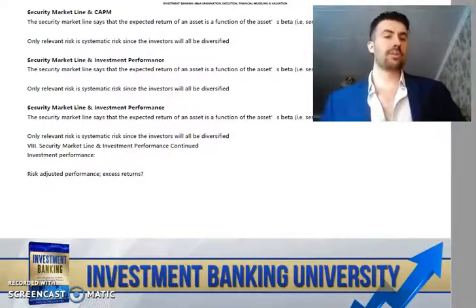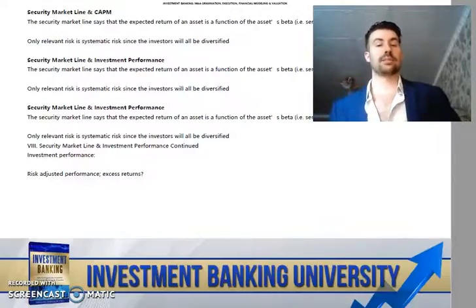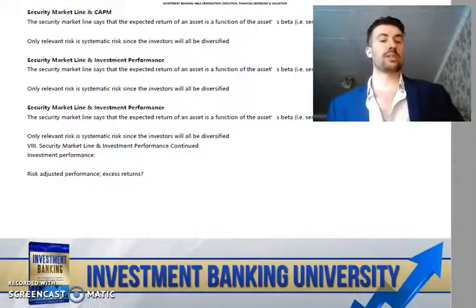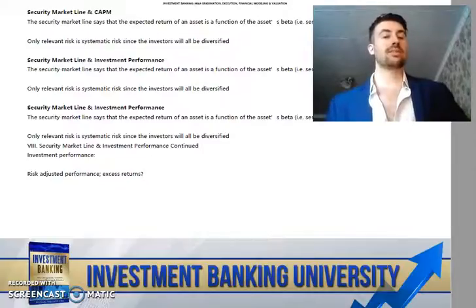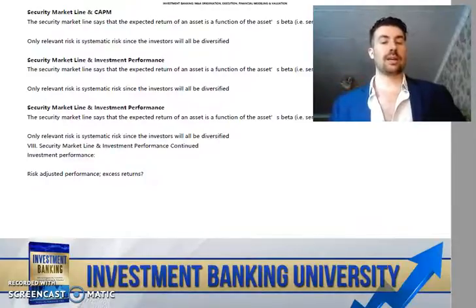In terms of the security market line and CAPM, the security market line says that the expected return of an asset is a function of the asset's beta, i.e. sensitivity to the market. And the only relevant risk is systematic risk, since the investors will all be diversified. In terms of the security market line and investment performance, the security market line says that the expected return of an asset is a function of the asset's beta, as we discussed.